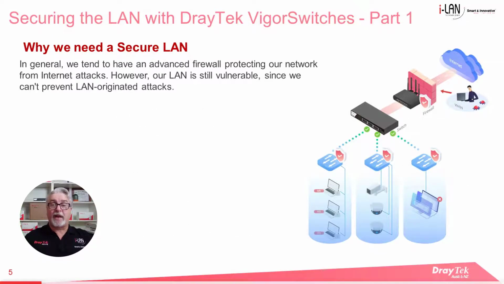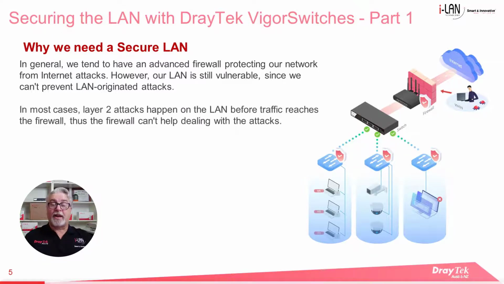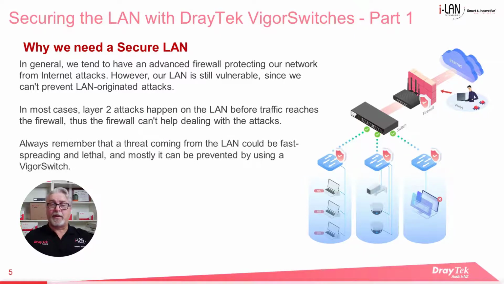In general, we tend to have an advanced firewall protecting our network from internet attacks. However, the local area network is still vulnerable since we can't prevent LAN-originated attacks. In most cases, Layer 2 attacks happen on the LAN before traffic reaches the firewall, so the firewall will not be much use here in dealing with those. It should be noted that threats coming from the LAN can be fast spreading, potentially bringing down the network, but can be prevented by a Vigor switch. So let's look at how.